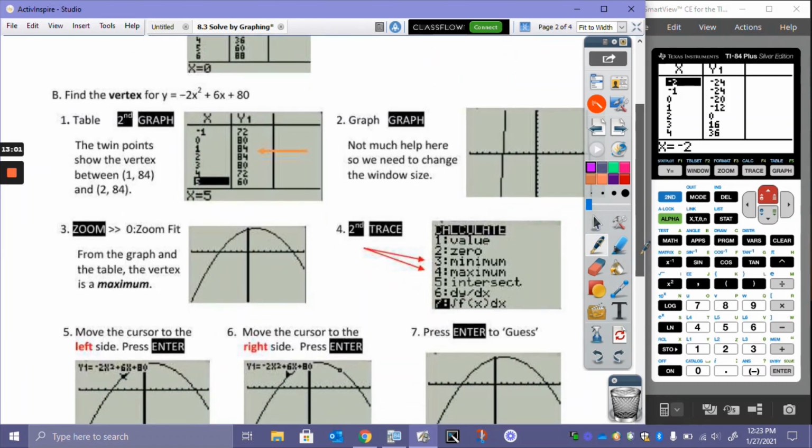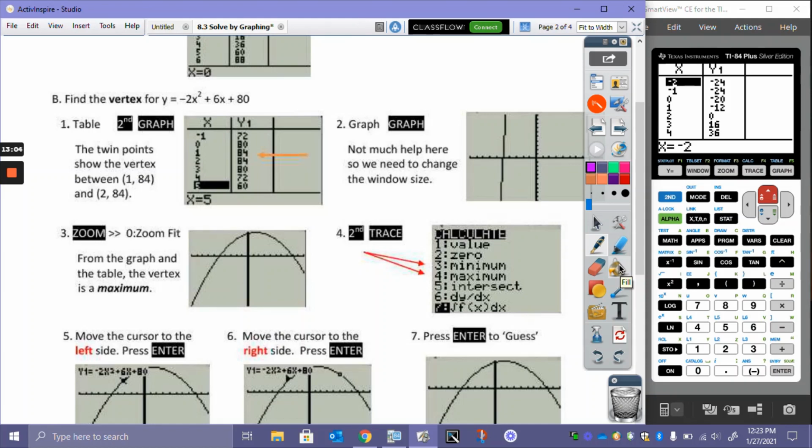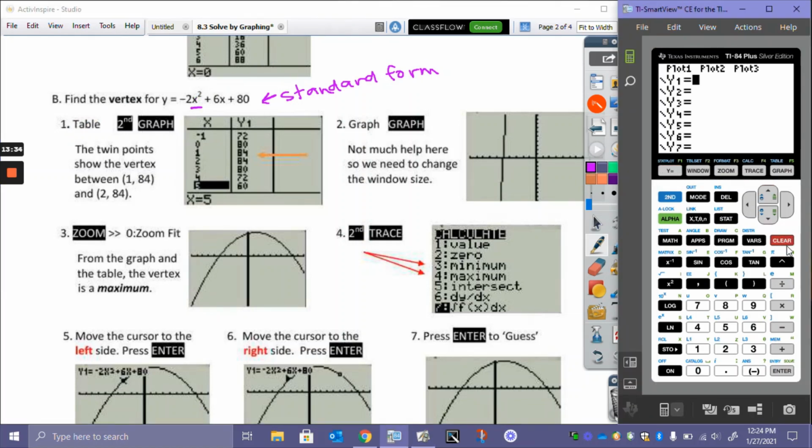All right, B tells us to find the vertex for y equals negative 2x squared plus 6x plus 80. All right, let's talk about the fact of what form this is in. If we have an x squared, which we have here, this is our standard form. All right, and once again, this is perfectly fine in the calculator just to type it in the same way. So, find the vertex. Let's go ahead and type that into our graph. Clear this one out. So we have negative 2x squared plus 6x plus 80.